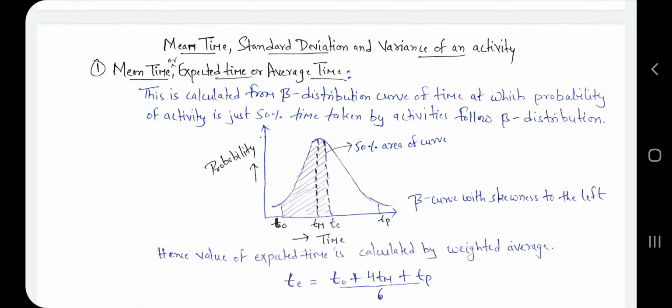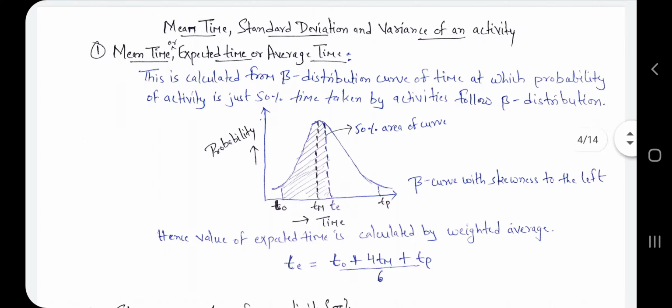Now we move on to mean time, standard deviation, and variance of an activity. This is part of PERT only. So in the PERT part, we have to study the mean time, standard deviation, and variance also. We have seen one by one: the mean time, which we call expected time or average time. This is calculated from the beta distribution curve of time, at which the probability of the activity is just 50%. The time taken by activities follows beta distribution.